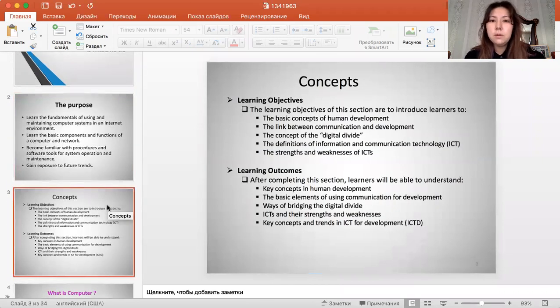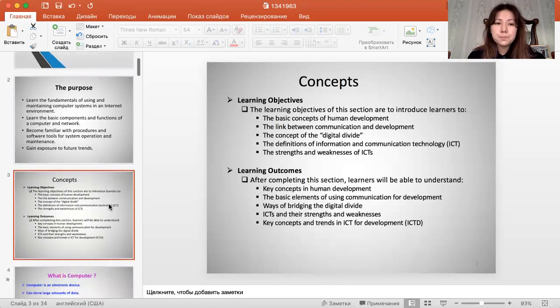The concepts. Learning objectives. The learning objectives of this section are to introduce learners to the basic concepts of human development, the link between communication and development, the concept of the digital divide, the definition of information communication technology, the strengths and weaknesses of ICTs. Learning outcomes. After completing this section, learners will be able to understand key concepts in human development, the basic elements of using communication for development, ways of bridging the digital divide, ICTs and their strengths and weaknesses, key concepts and trends in ICT for development.